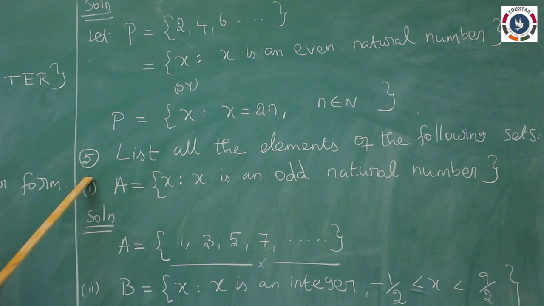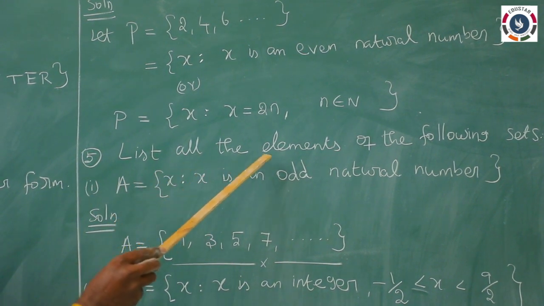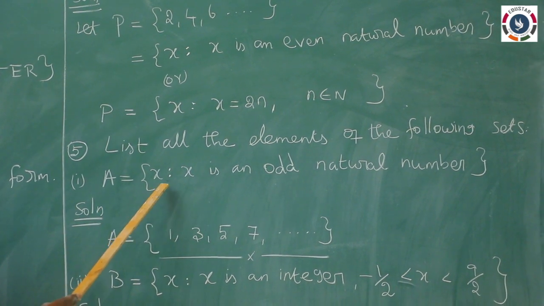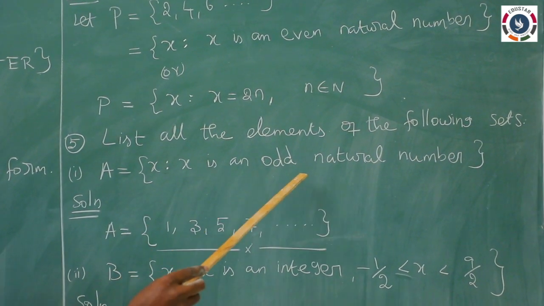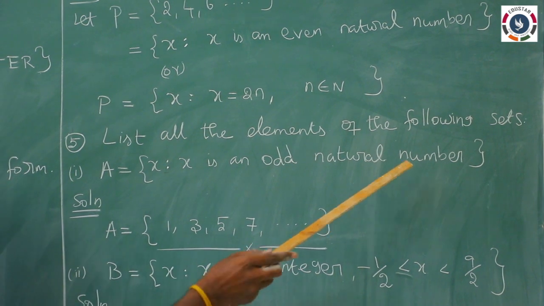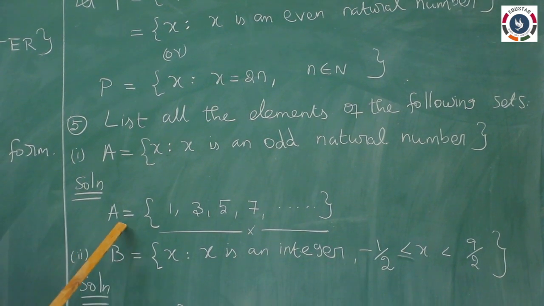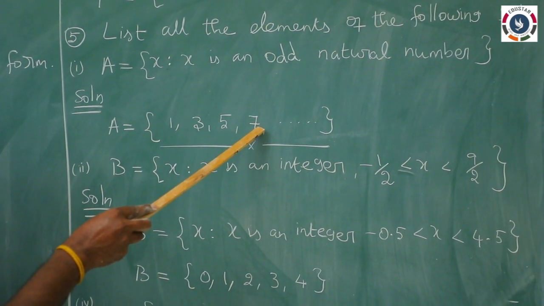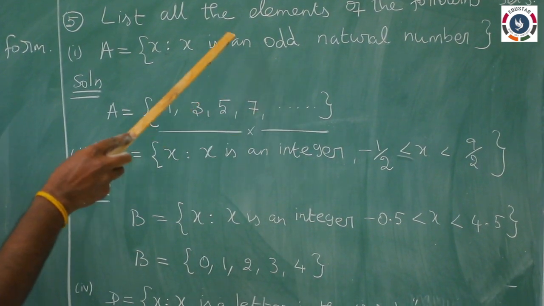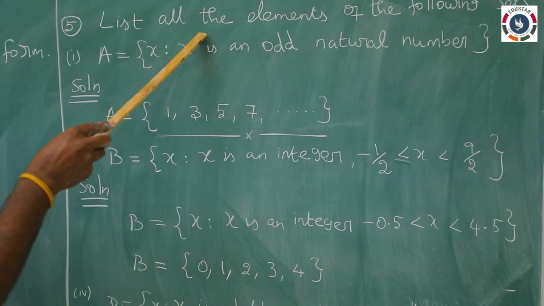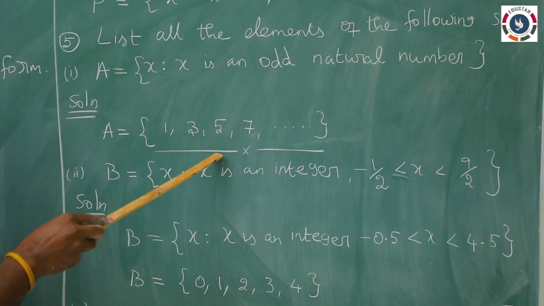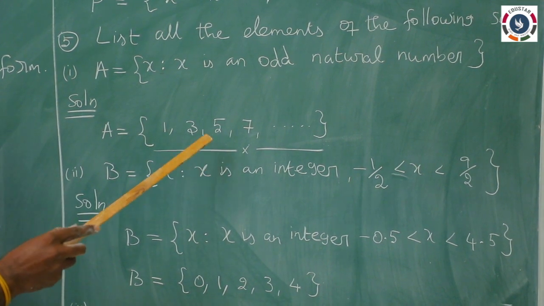So, next problem, list all the elements of the following set. A equal to {x : x is an odd natural number}. So, A equal to {1, 3, 5, 7, ...}. These values are given in set builder form, to convert to roster form.